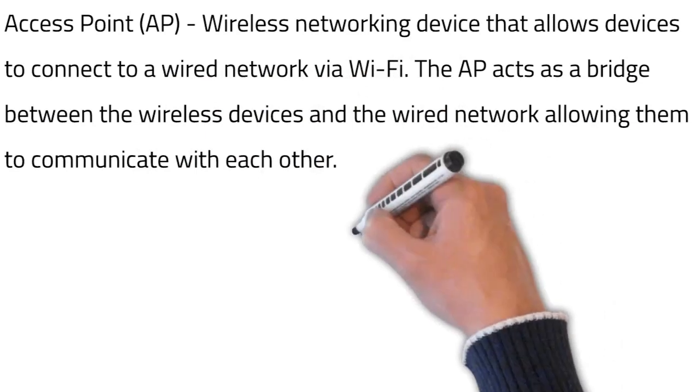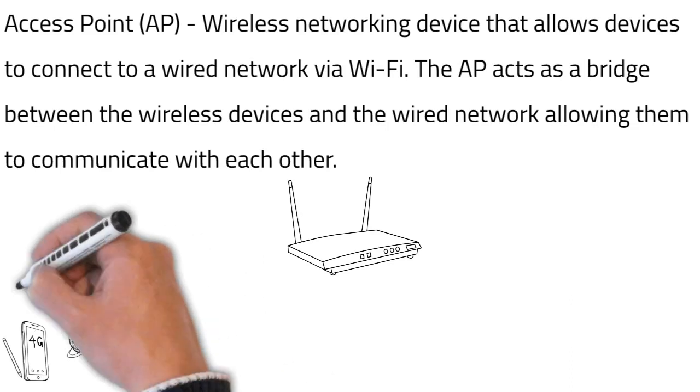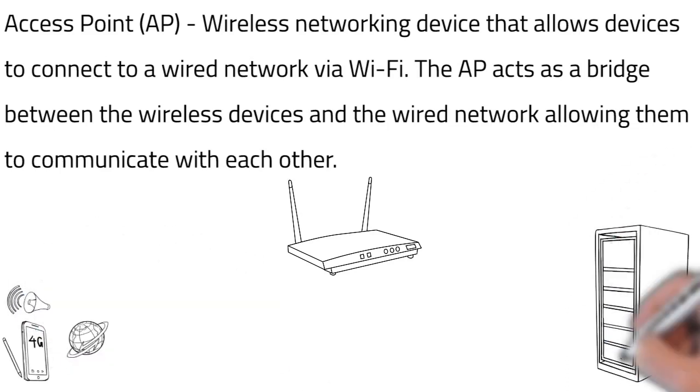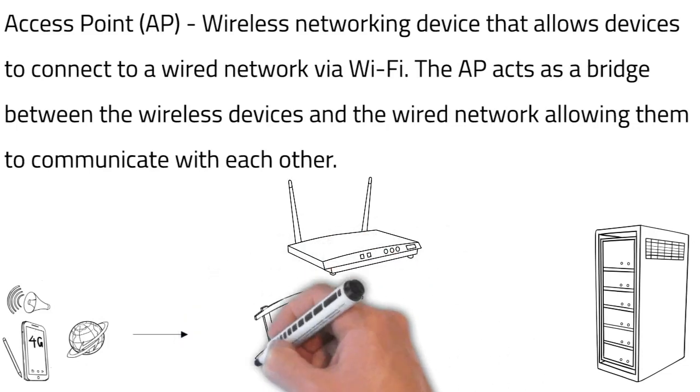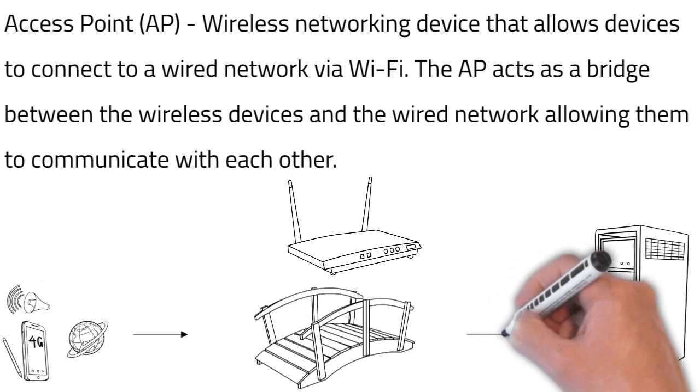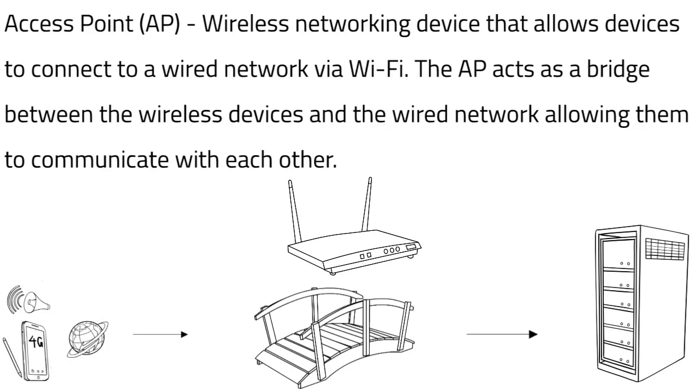Alright, so an access point or AP, if you don't know by now, is just a wireless networking device that allows devices to connect to a wired network using Wi-Fi technology. So the access point basically is just acting as a bridge between the wireless devices and the wired network, because there's a need for that device. Someone needs to convert those radio waves that are being emitted from cell phones or whatever wireless device. They need to convert it back into electrical signals and get it on the wired network.